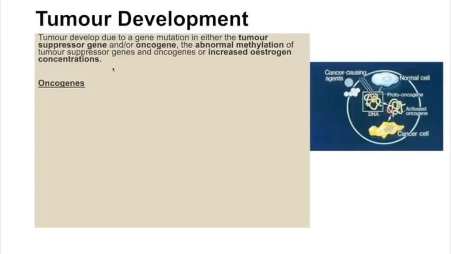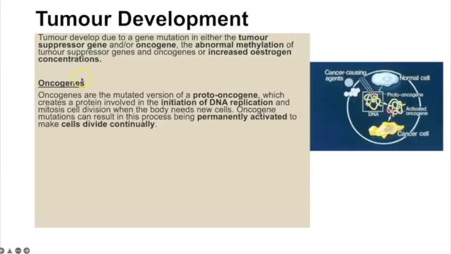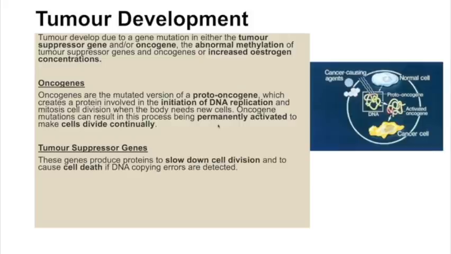Now, we've used this term tumour suppressor gene and oncogene, but let's just go through what those genes code for. So oncogenes are the mutated version of a proto-oncogene. And proto-oncogenes code for proteins which are involved in initiating DNA replication in the cell cycle. An oncogene, though, can result in the process being permanently activated to make cells continually divide even if new cells aren't needed in that part of the body currently. Tumour suppressor genes code for proteins which are involved in controlling the cell cycle, and they're involved in slowing down the cell cycle or to cause cell death.